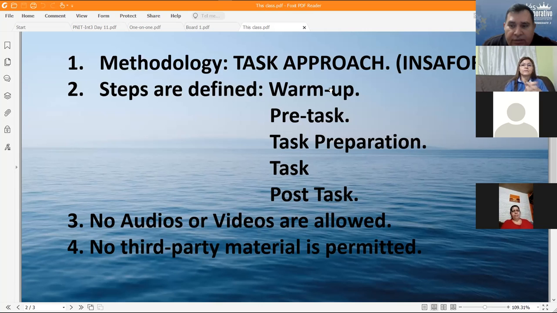Okay, so the state university and state colleges teach using this task approach. And this task approach is defined in these different areas: the warm-up, pre-task, task preparation, task, and post-task. These are the elements that this approach has. And well, to tell you the truth, this is what I have been asked to do. So I try to do it the best way possible. And I do it for you because I want you to learn, okay?